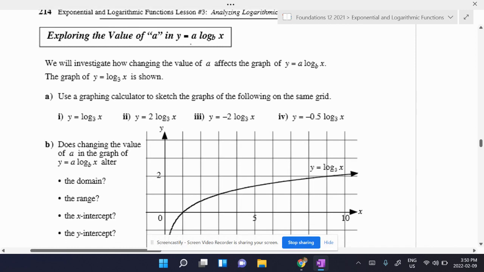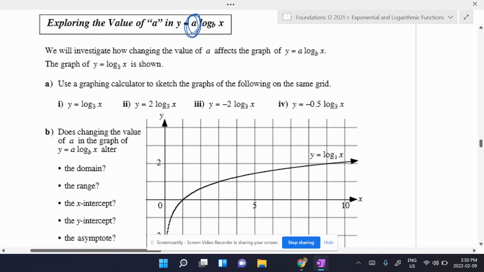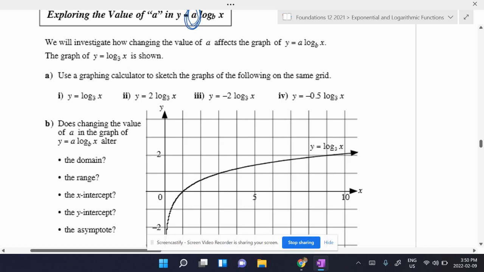So the last bit of this is to figure out what a does. We will investigate how changing the value of a affects the graph of y equals a log b of x. When a is equal to 1, we're going to put in log base 3 of x. Do this one first, and then do all of these and see what you find.